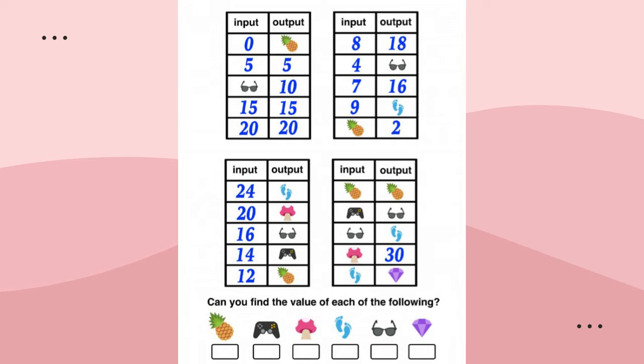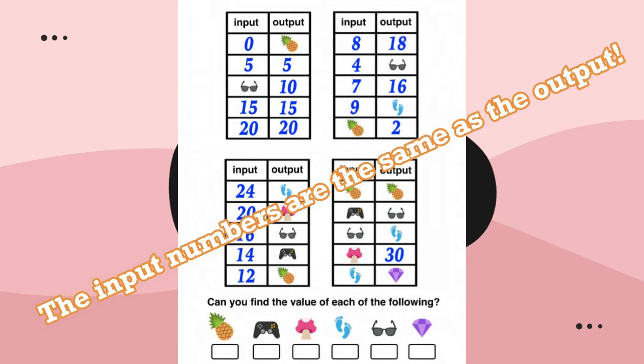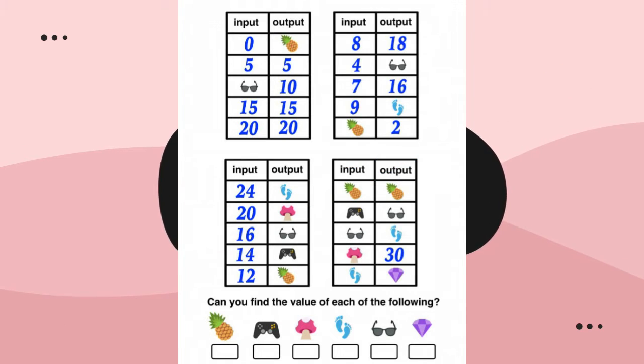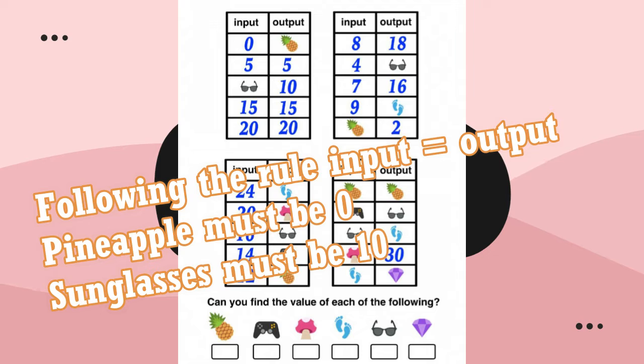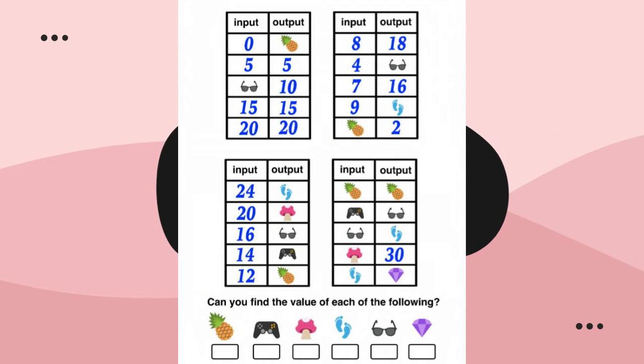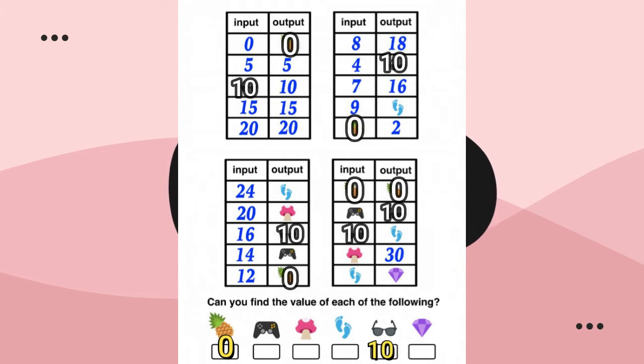When I'm looking at the top left-hand input-output table, I notice that the input column is 0, 5, blank, 15, 20. And then I notice that the output numbers are the exact same as the input. So that tells me that the pineapple and the sunglasses are going to be the number in the other column. The pineapple must be 0 because the input is 0. And the sunglasses must be 10 because the output is 10. So I'm going to put 0 in for all of the pineapples and 10 in for all of the sunglasses.